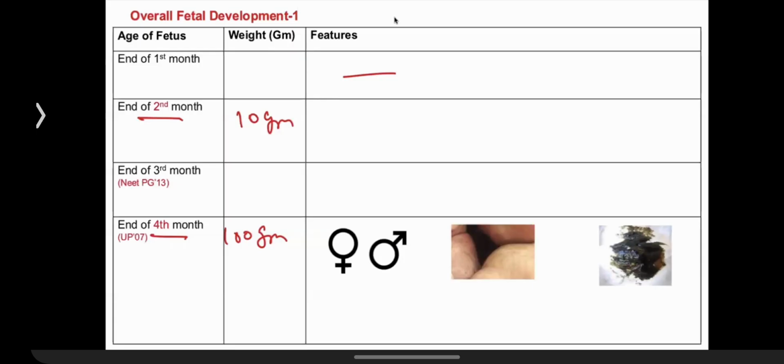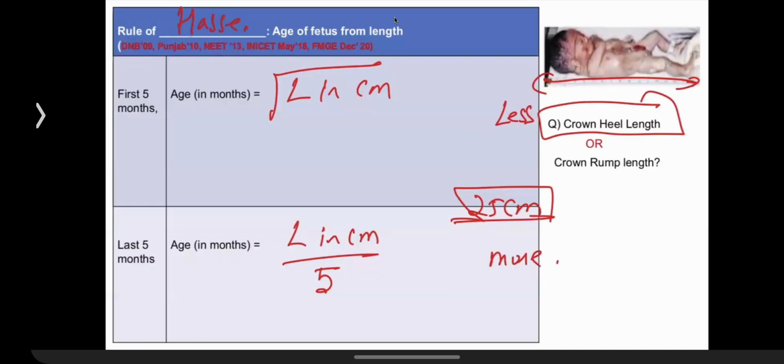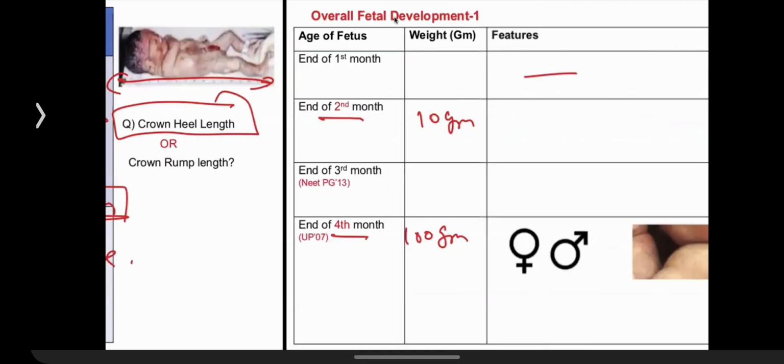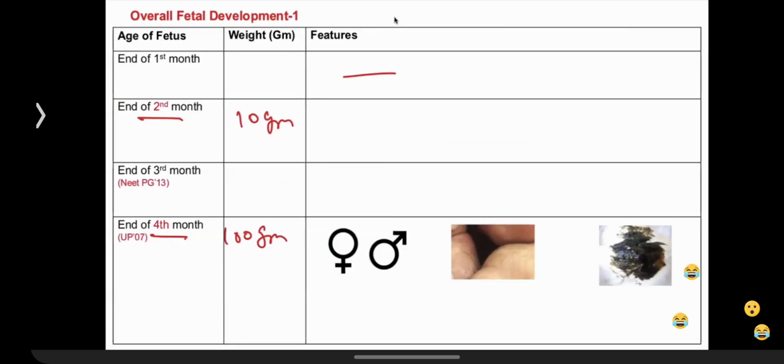2 months, there are... सर 25 आया तो क्या फॉलो करना है? If it comes 25, you follow any rule, the same answer will come. Okay. There are two mouth, two nose and two eyes.